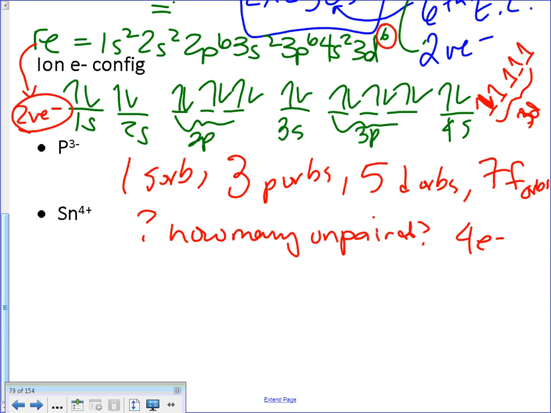Right, who's feeling a little bit better? Like on a scale of 1 to 10. 10 means you're pretty awesome. 1's like, what the heck are you doing? Am I in chemistry? Yes, you're in chemistry.